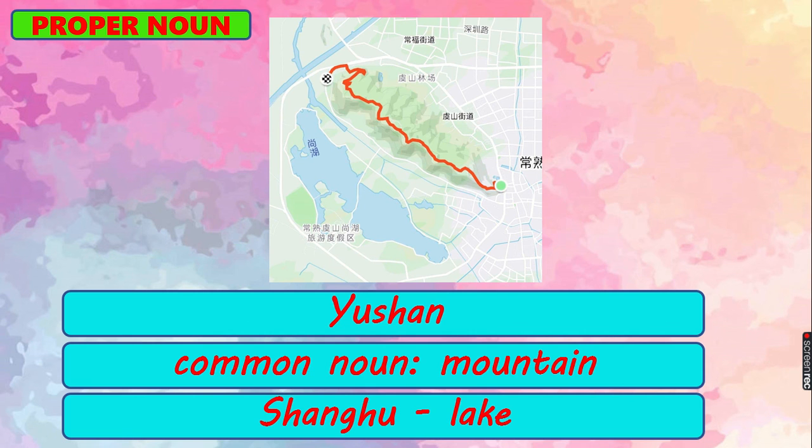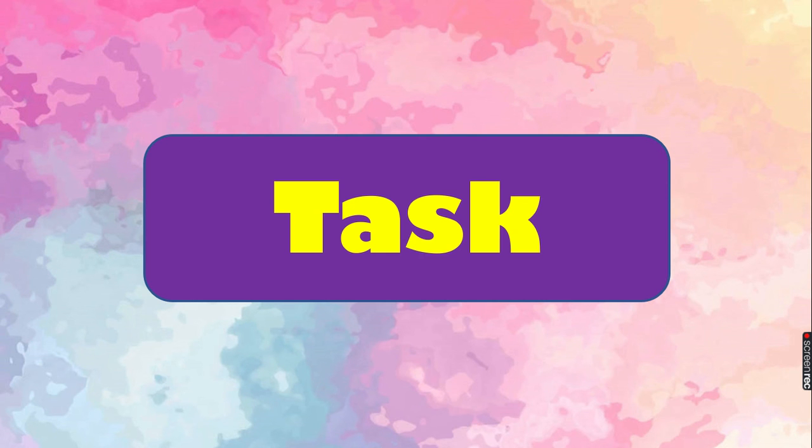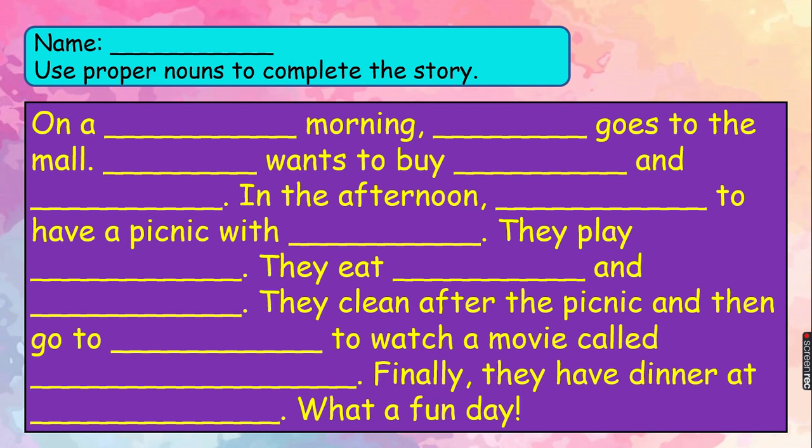Now here's the task, and it's super simple, guys. What you're going to do, of course, is first write your name and use proper nouns to complete the story. Here I made a very simple story, and all you have to do is think of proper nouns. Proper nouns, not common nouns, okay? Think of proper nouns to complete the story. Put the proper nouns here. First, you have to read it carefully to understand it a little bit. And to understand it even more, complete it using proper nouns.